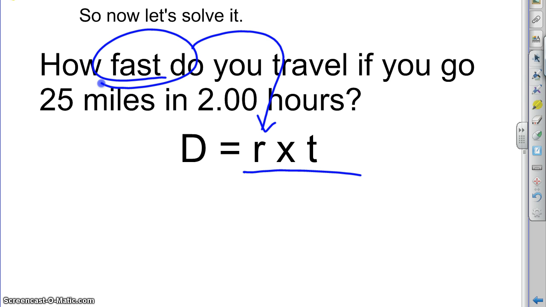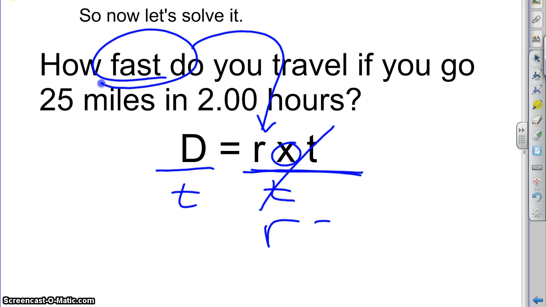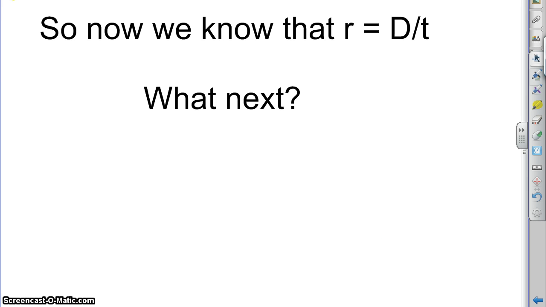So how do we do that? Well, this is basic algebra. We realize it's not by itself because it is being multiplied by t. So we do the opposite operation to it. What's the opposite operation of multiplying by t? Well, it's dividing by t. So I'm going to divide r by t on that side to cancel my t's. But if you do it to one side, you have to do it to the other, and now we see that the t's go away, and we're left with the expression r equals d divided by t, and that's algebra. So now we know that r equals d divided by t. So what next?